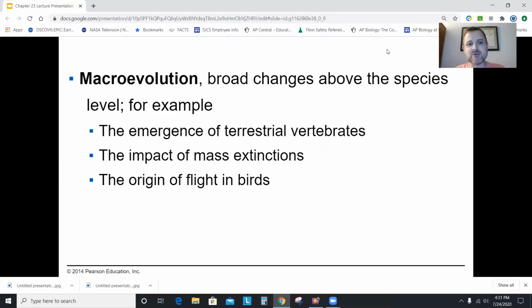So we've already defined the word macroevolution. This is back in chapter 19 and 20, sort of a broader Darwinian view. Questions that this might answer, things like where do terrestrial vertebrates come from, the impact of mass extinctions on evolution on planet Earth, where flight and birds came from. Remember, microevolution was looking at allele frequencies. Macroevolution is obviously on a much larger scale.